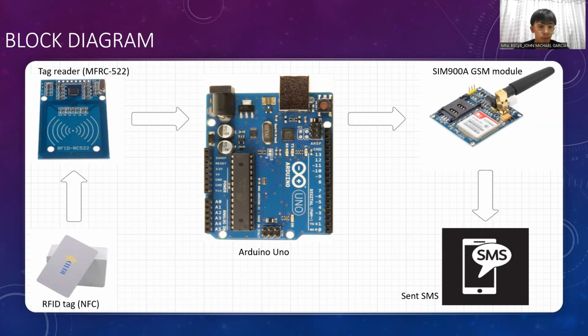So the student will be placing his ID near the scanner. Then when they are close together, the tag reader, or the MFRC 522, will supply power to the RFID tag so that it will be powered and activated. Then, when the RFID tag has been activated, it will be detected by the tag reader.